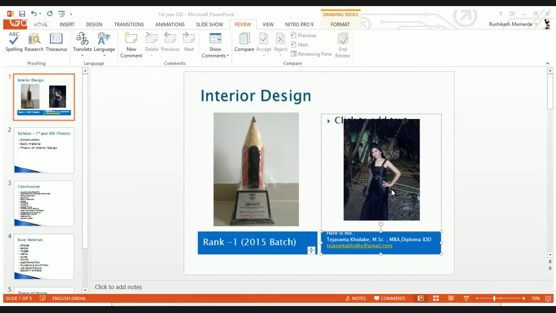Here I am, you can see me, Tejaswita Khidke, MSc MBA, Diploma IDT, and here is my email ID. Basically, I'm a teacher. I passed out in 2015 from Jagannath Rati Vocational Guidance and Training Institute and got the first rank in the Interior Designing Diploma. And today I'm going to teach you.